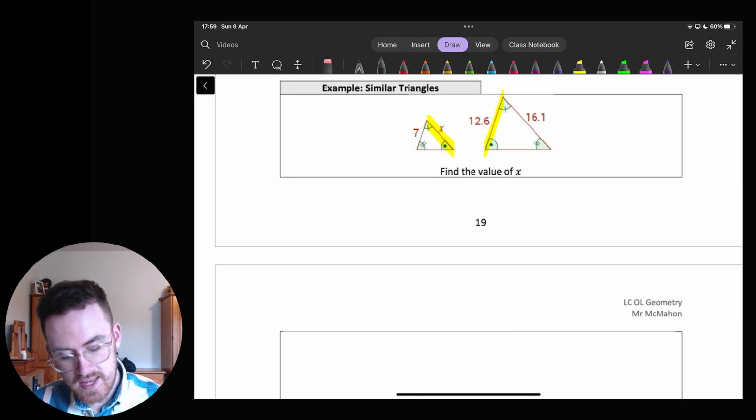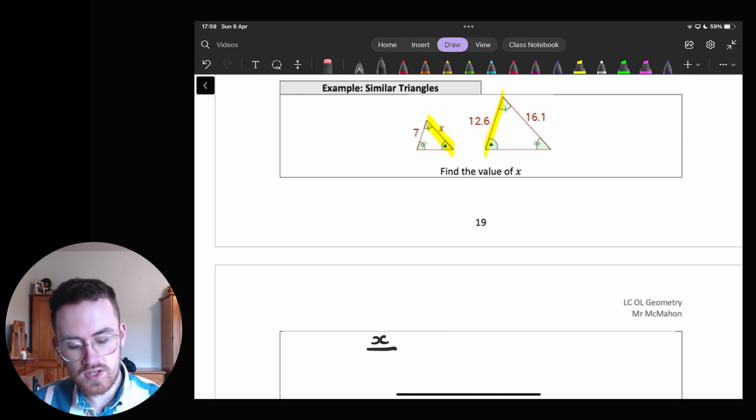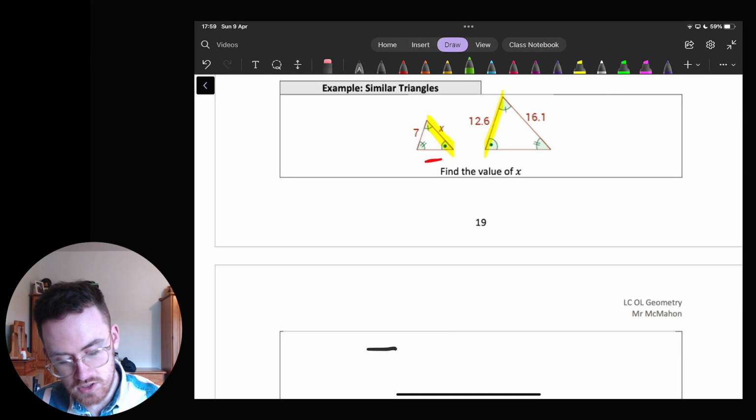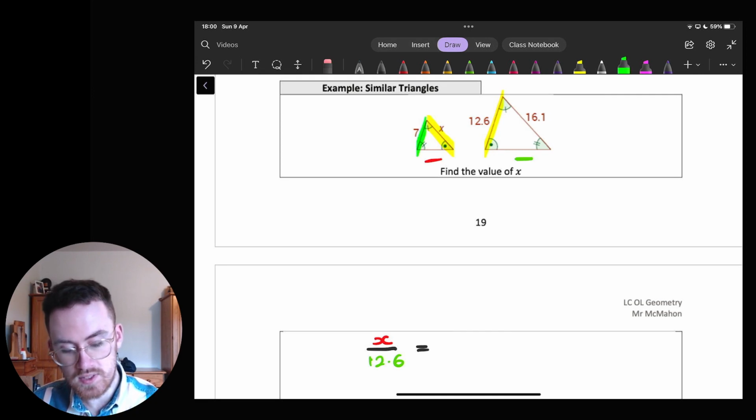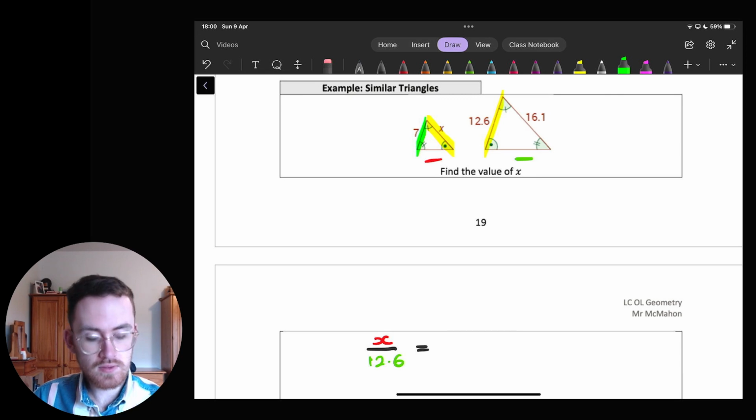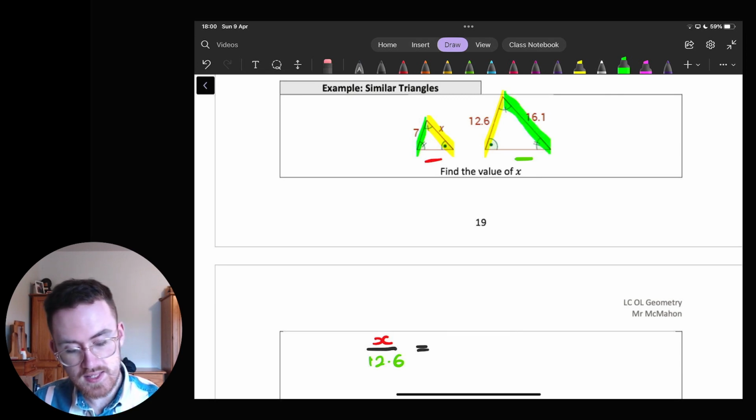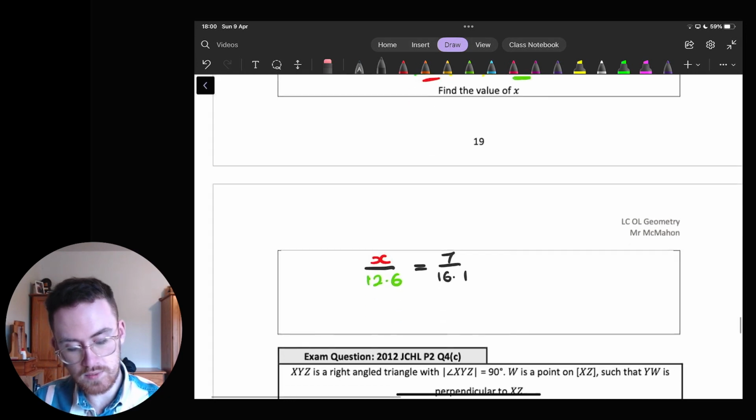So if I set up my first fraction, putting the angle from one triangle, I'll give each of my triangles a color. We'll call this red and we'll call this green. So if I pick x from this one, we'll match it up with the green one from the other side, which is 12.6. And we just need to pick another side that we think we can match up. So let's pick on this triangle the one between the angle with 1 and the angle with 2 lines, and that matches up with the 16.1 here. So we get that 7 is equal to 16.1.